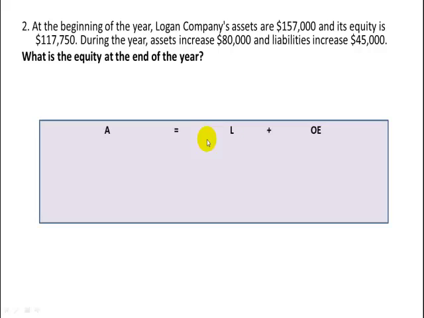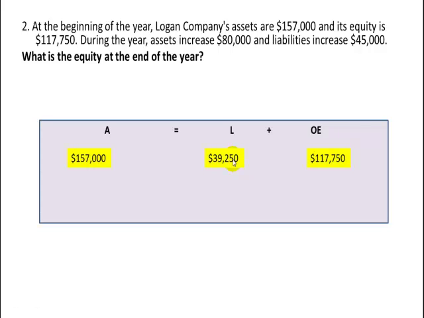Here we go. We know, for example, that at the beginning of the year the assets were $157,000, so we'll plug them in near the top of this little rectangle. And we also know that at the beginning of the year, owner's equity was $117,750. So from that, we can figure out that also at the beginning of the year, we have liabilities of the difference between the assets and the owner's equity of $39,250.